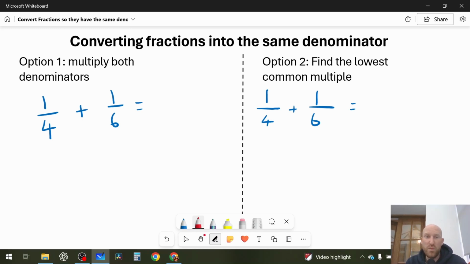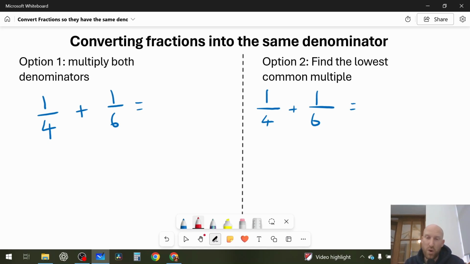In this video today we are going to be converting fractions that have different denominators so that they have the same denominator. Now this is a key skill that is needed for being able to add fractions with different denominators, but it does have other uses. So in this video I'm going to be showing you two different options that you have.